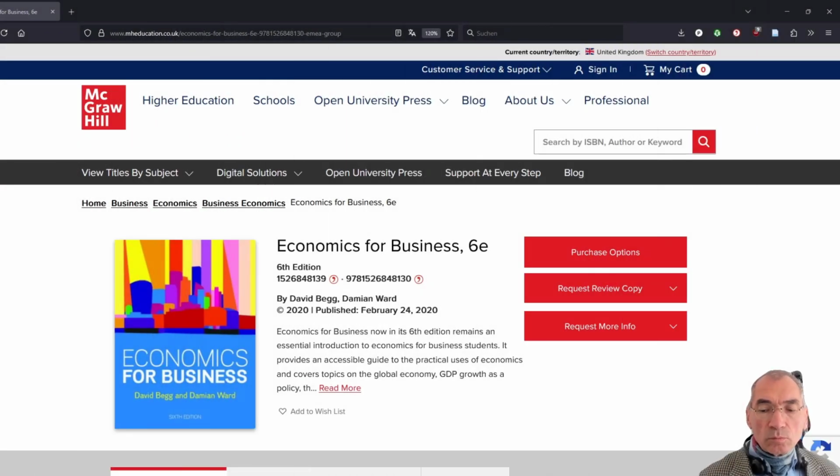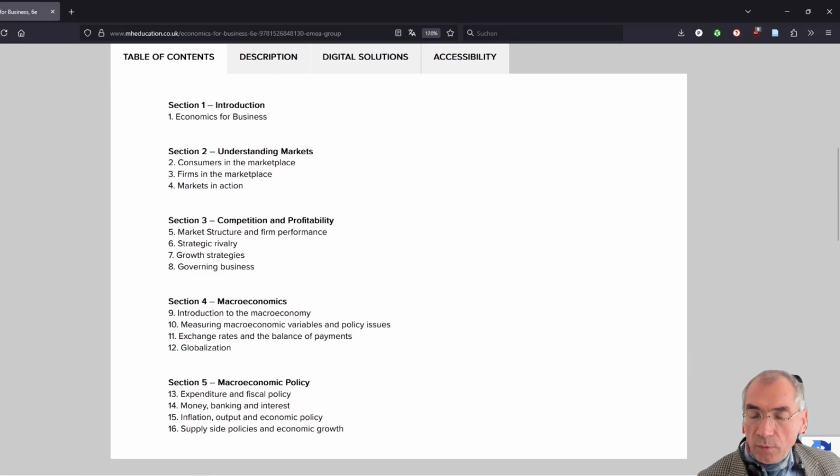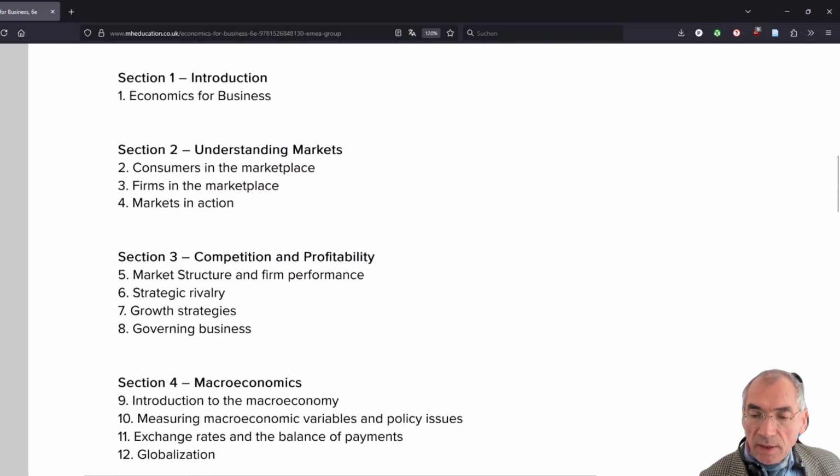We're still following the book, Economics for Business, 6th edition, by David Begg and Damien Ward. You find the start page here at the editor, but there's the link also on our class web pages. And this contains also the table of contents.